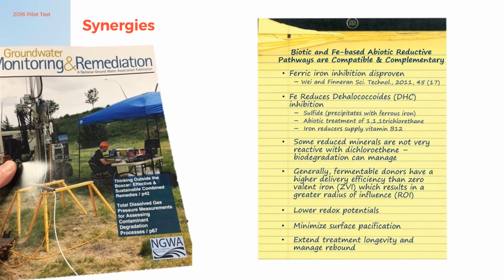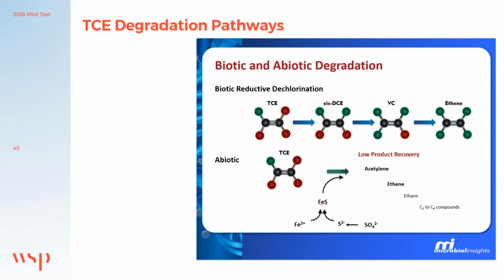The end result of a bio plus biogeochemical remedy is that two degradation pathways are stimulated. This slide is from a presentation I co-authored with Dora Taggart of Microbial Insights. It shows TCE biotic and abiotic degradation pathways. The biotic is straightforward sequential dechlorination. I'm sure you've seen it thousands of times. The abiotic pathway does not go through sequential degradation. A key differentiator between the biotic and abiotic pathways is product recovery. There's poor product recovery for the abiotic process.